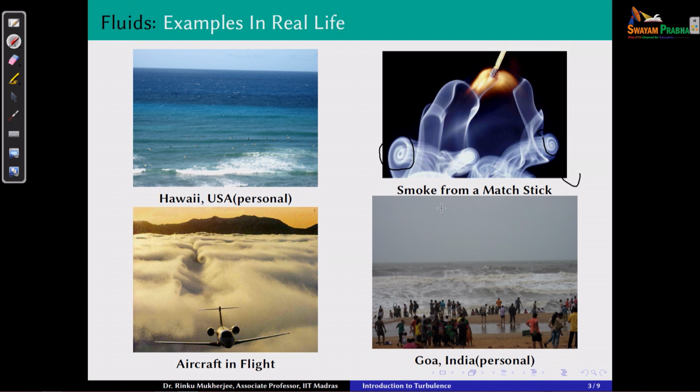Interesting. Again, if you look at that, this is an aircraft in flight, and maybe next time you fly, if you look out of the window, you can spot some things like that. And here too, what I see is things like these. Like I said, we will not discuss this, but it's nice to see an airplane in flight, and smoke from a matchstick.